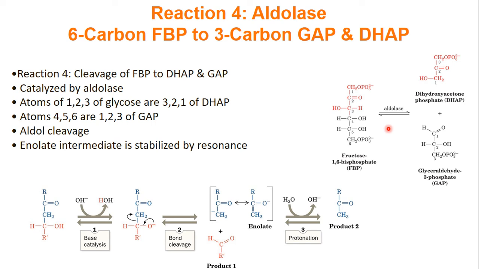Note, when we do this, the numbering of our atoms now becomes a little weird. So fructose 1,6-bisphosphate, atoms 1, 2, and 3 are corresponding to atoms 3, 2, and 1 in DHAP. So atom 1 becomes atom 3 of DHAP. Atom 2 stays the same. Atom 3 of our glucose becomes atom 1 of DHAP. Atoms 4, 5, and 6 are now atoms 1, 2, and 3 of GAP.